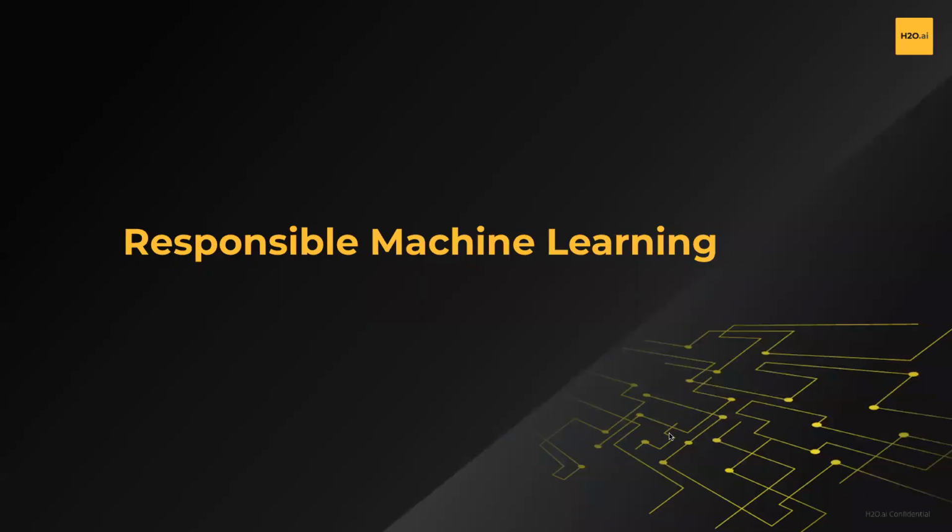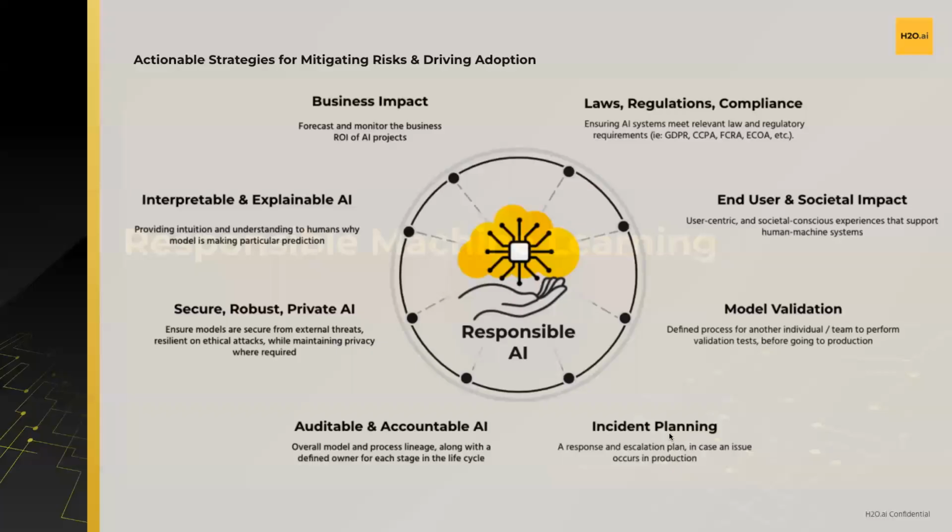Now let's talk about responsible machine learning. As the name suggests, responsible machine learning means to use machine learning in a responsible way. Some of the core ideas of responsible AI that we practice at H2O is ensuring that our AI systems meet the relevant law and regulatory requirements. They are user-centric and they support the human-machine systems. There's a defined, well-maintained process for another individual or team to perform validation tests before your model goes to production. There's a response and escalation plan in case there's an issue in production to fall back on.